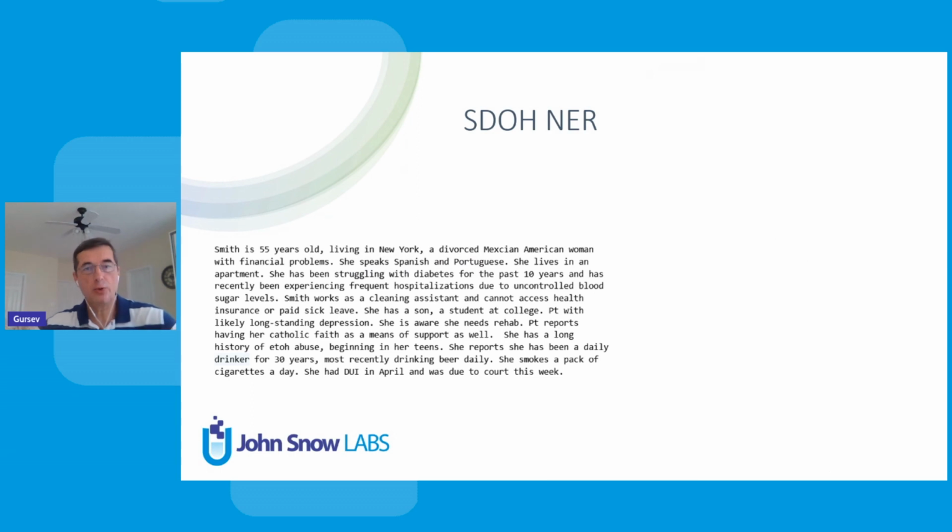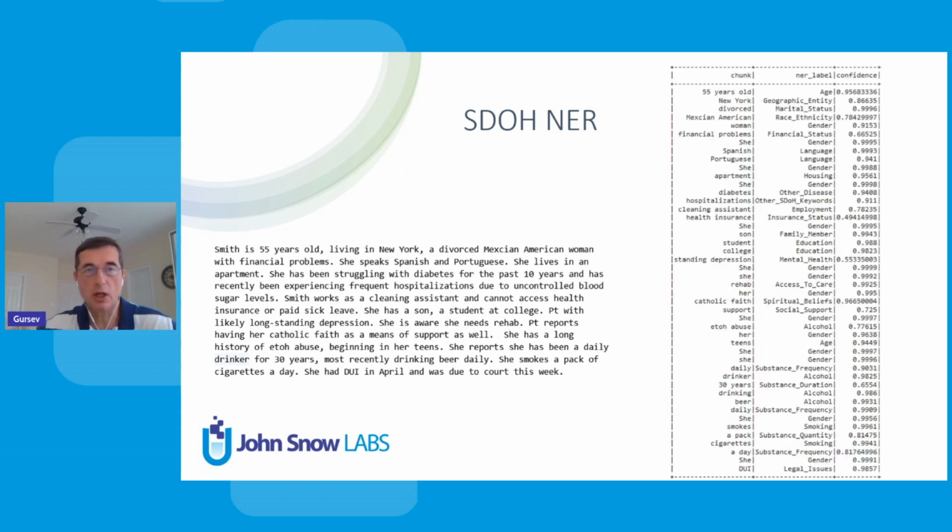So let's take a look at an example here. This is a text about a patient, starting with this patient is 55 years old, living in New York, and then it goes all the way. Once we apply our S2H model using Spark NLP annotators, you will see that all the chunks detected as entities are shown here, starting with the 55 years old. It's an age, and the confidence level that the model labels it as age is over 95%.